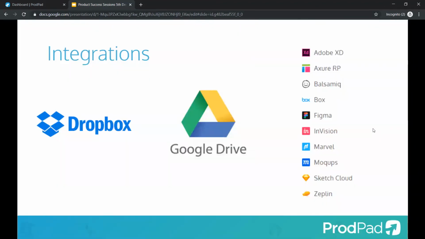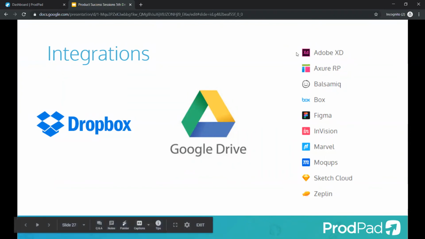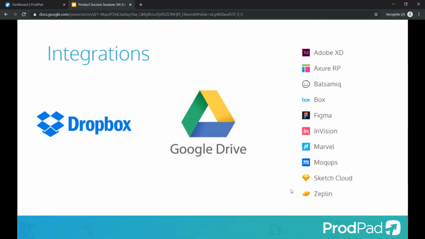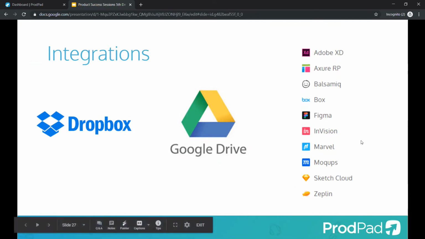So with ProdPad, obviously designers use their own tools, and they love the tools that they use, hopefully. So we actually integrate with those tools. So whether they're doing designs in any of the top design tools like InVision, Figma, Sketch, Balsamiq, and so on, they can pull their designs directly from those tools.